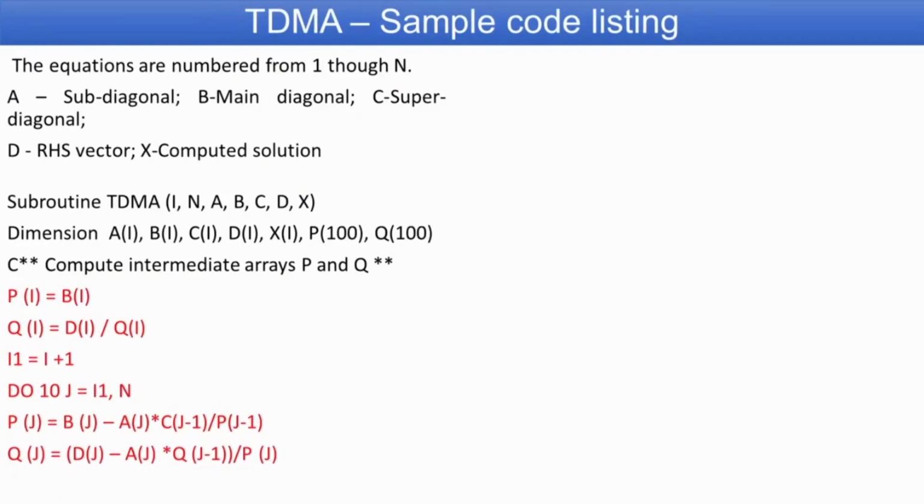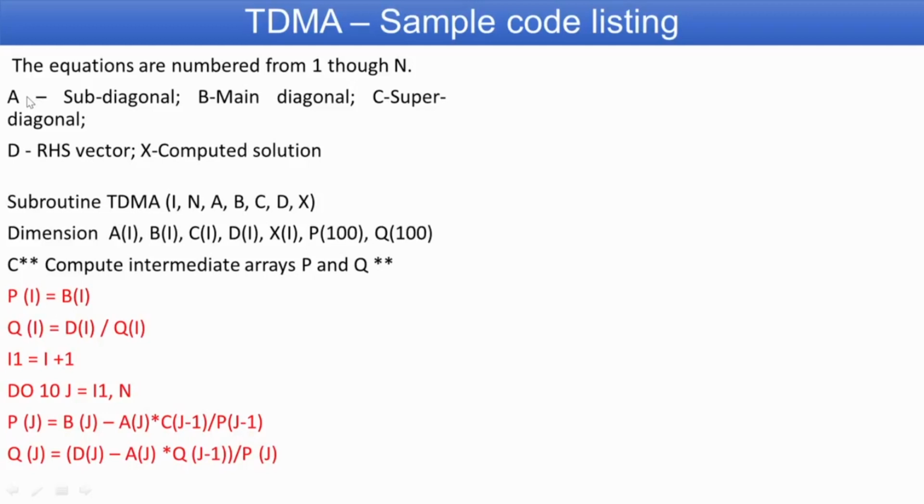What is shown here is a sample Fortran code listing to achieve TDMA. Equations are numbered from 1 to n. One special point to be noted here is that the matrix has values only along 3 diagonals: main diagonal, subdiagonal and super diagonal. Remaining elements are all 0. So, we do not store the matrix in full form; we only store the main diagonal, super diagonal and subdiagonal as independent arrays, and those are A, B and C.